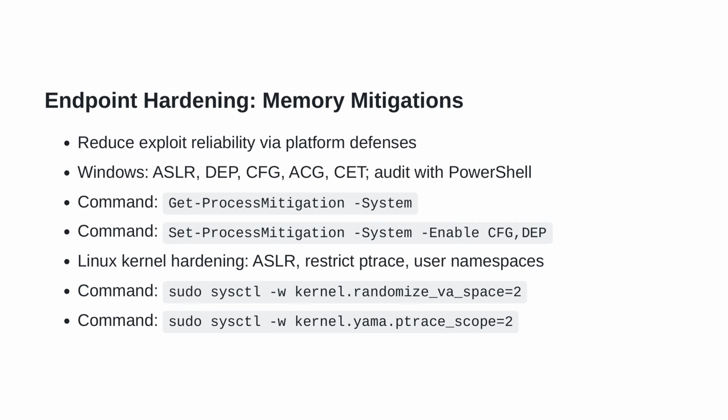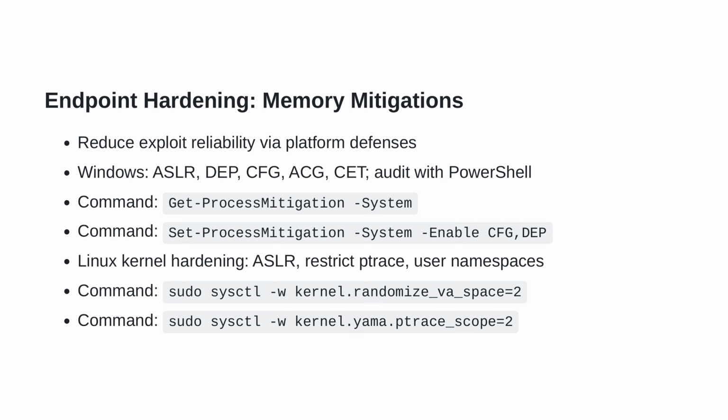Audit your current posture with PowerShell using Get-ProcessMitigation -System. To enforce key protections system-wide, use Set-ProcessMitigation -System -Enable CFG,DEP. ASLR and DEP are typically on, but verifying and explicitly enabling CFG can materially raise the bar. ACG and CET apply where hardware and apps support them.